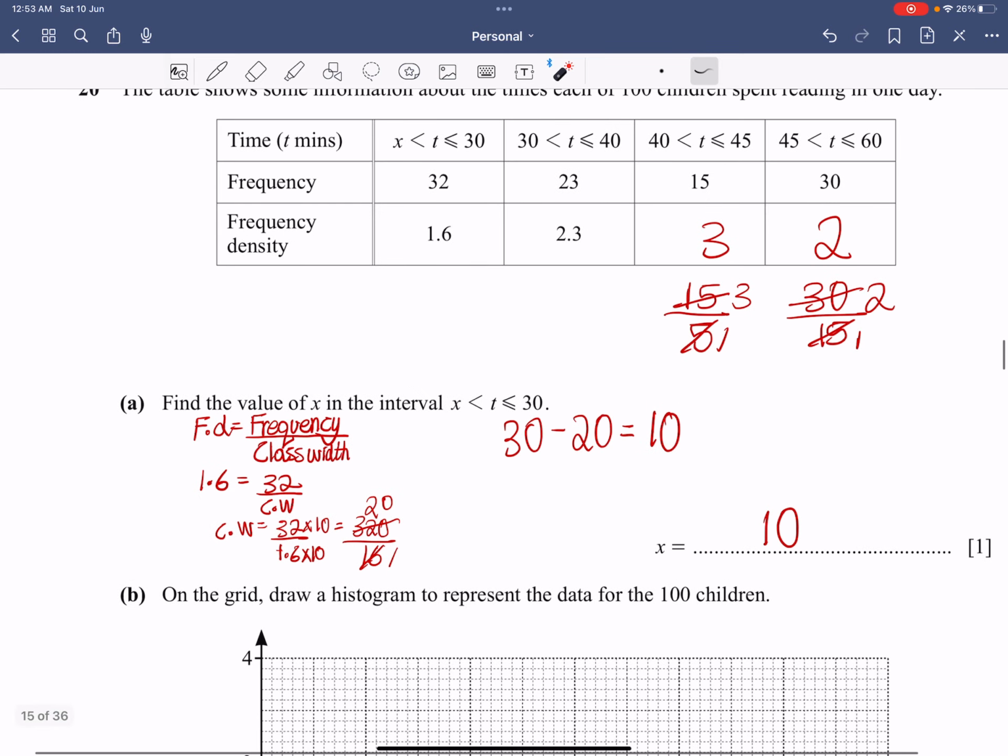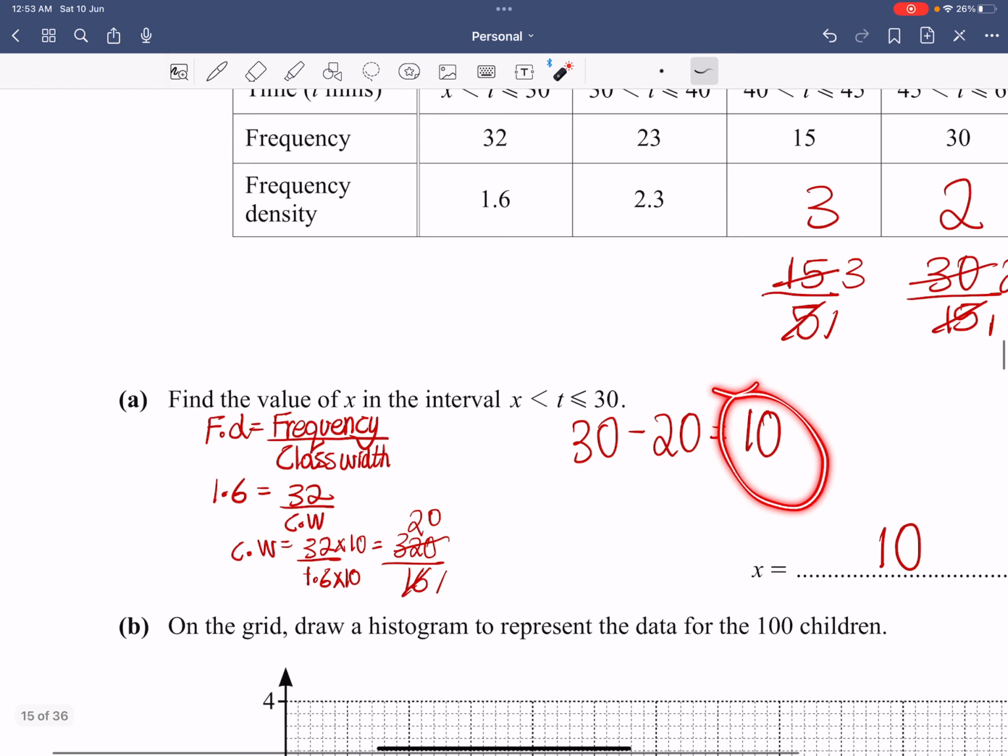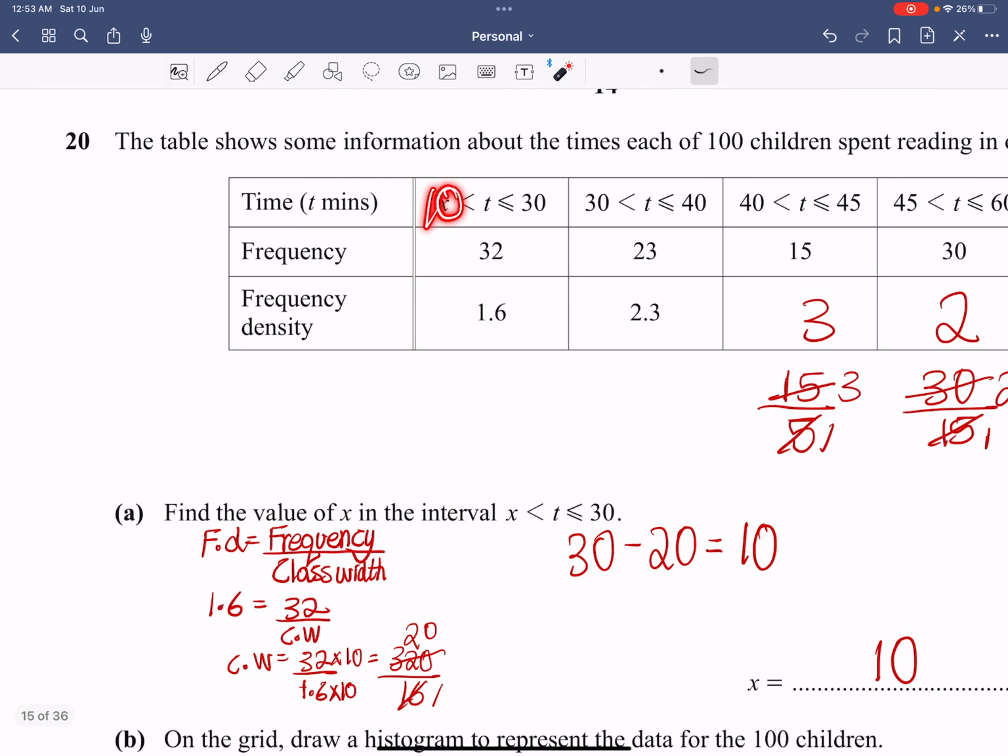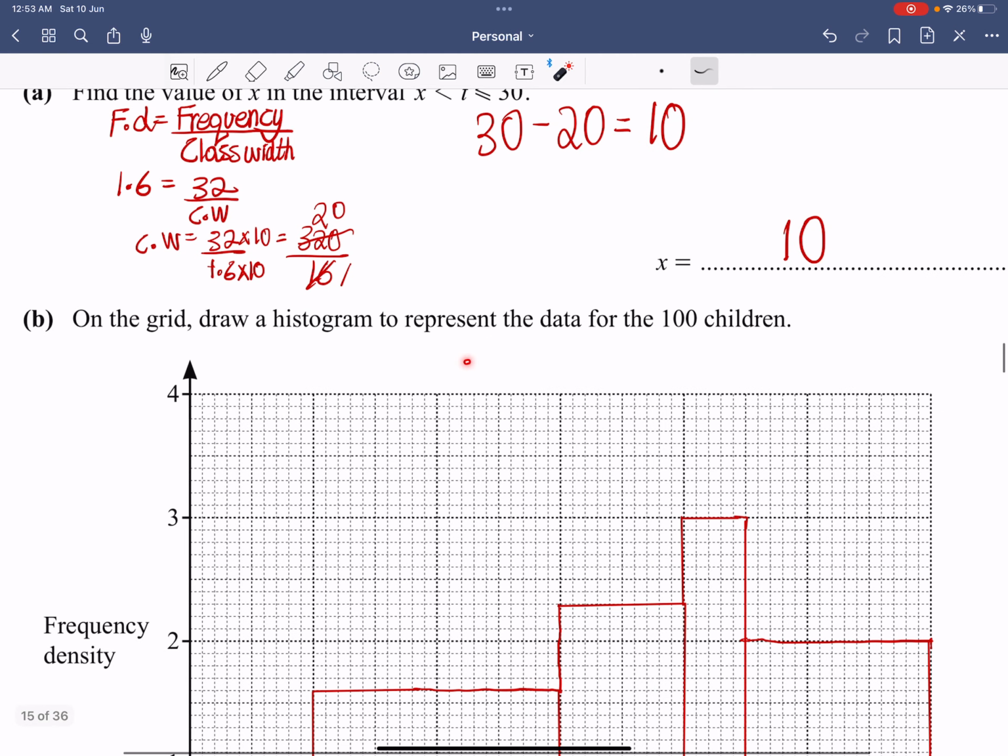Class width means the width of the class. So the width of the class is 20, which means 30 minus x is 20, so x will be 10. 10 is our actual value of x, because 30 minus 10 results in 20, which is our class width. So x is 10. Now on the grid, draw a histogram to represent the data for the 100 children.